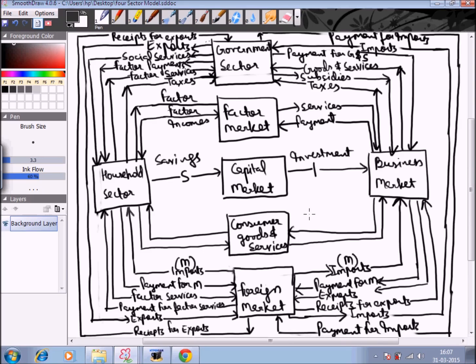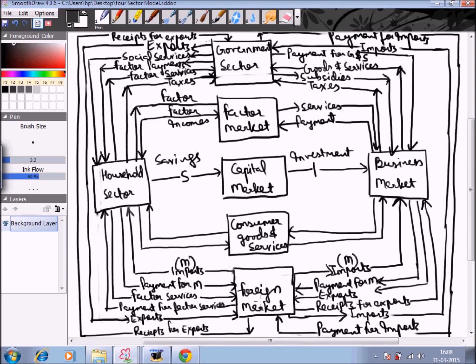So you can see that there are two types of flow involved, that is money flow and real flow. Similarly, when we come to the transactions between the foreign market and the business market, we can see here that the foreign market is providing imports of goods and services to the business market, and for that the business market is paying to the foreign market. Then the business market is exporting goods and services to the foreign market. Now here the difference is that household exports only labor, but the business market will be exporting all types of goods and services to the foreign market, and for that the foreign market is paying to the business market.